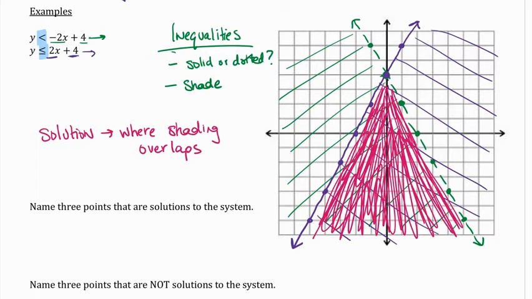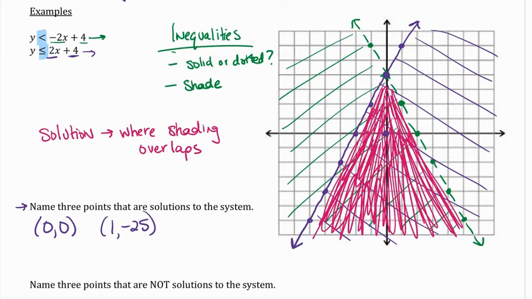Okay, so this next piece here, if I want to name 3 points that are solutions to this system, as long as I pick a point that is inside that pink shading, then I've got a point that's a solution. So I could pick 0, 0. That's right there. That is inside the pink shading, so that is a solution. I could also pick something that's way off the graph. I could pick 1, negative 25, right? I would go to 1 and down, so it's way down here somewhere, but it would still be inside that pink shading.